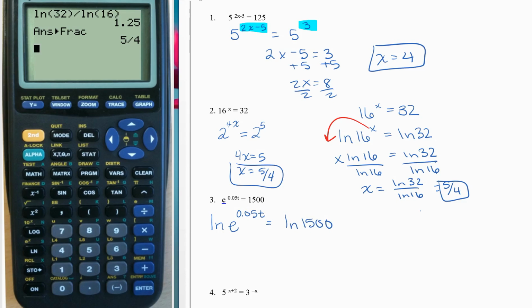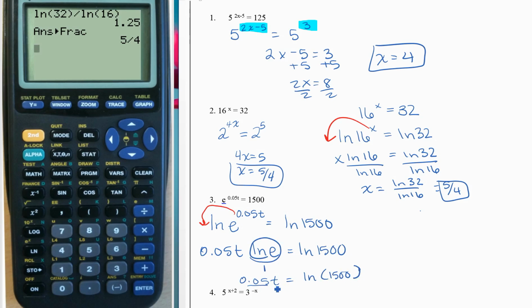Now the power rule tells us that we can bring this whole exponent down. So that's going to be 0.05t natural log of e equals natural log of 1500. Well, remember, natural log of e is just equal to 1. So here we would have 0.05t equals natural log of 1500.